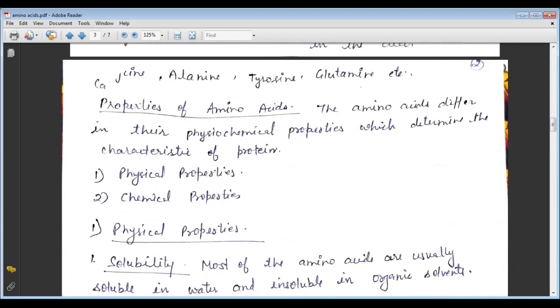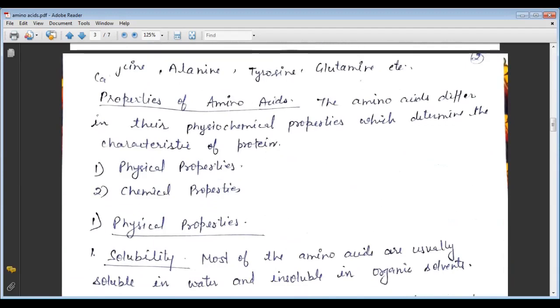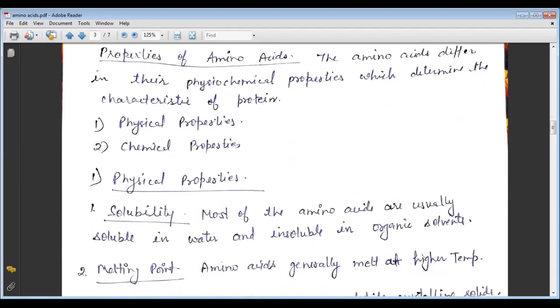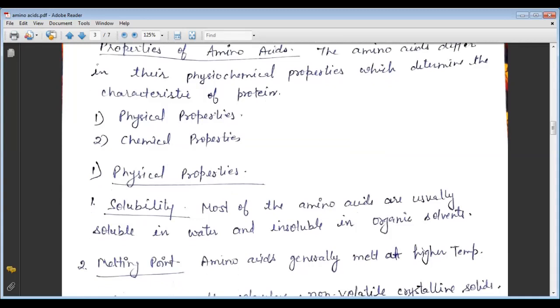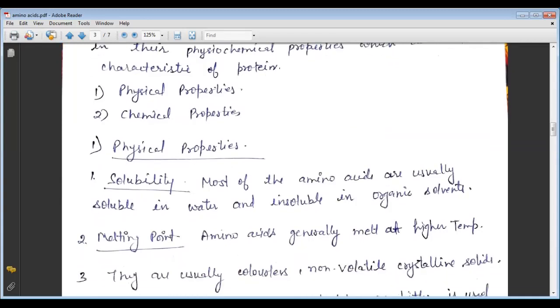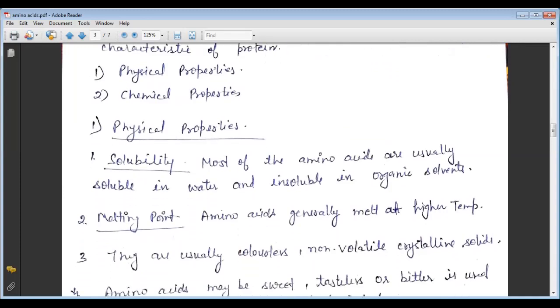Now come to the properties of amino acids. Here there are some physical and some chemical properties also. Amino acids differ in their physicochemical properties, which determine the characteristics of protein. Here the physical properties are important for us. The first is the solubility.